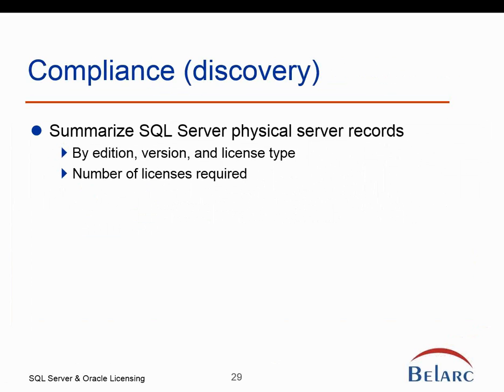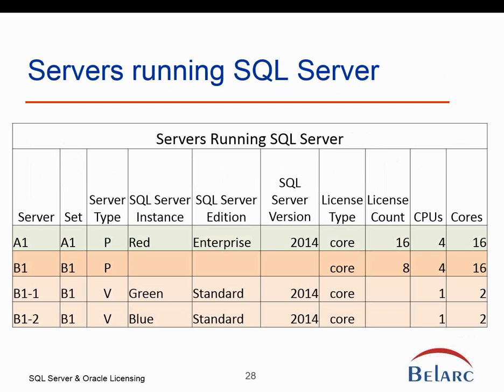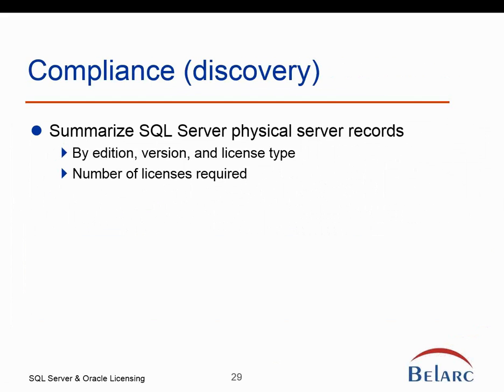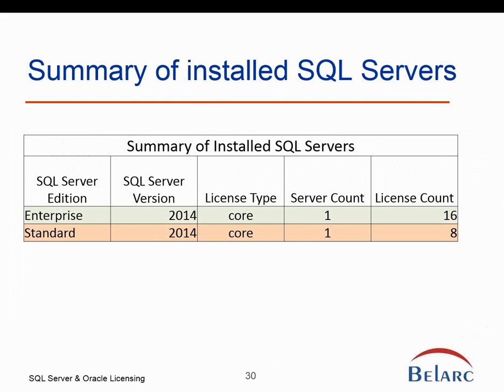Okay, so the last step is to summarize. What we had in this earlier one is things organized by physical servers, and now you want to organize them by the edition and version and license type and get your totals. So we have this final chart, and we just had 2 kinds of SQL servers, meaning edition, version, and license type that required licensing. And for each of those, we have the total license count. So that's the end of the process on the installation side.